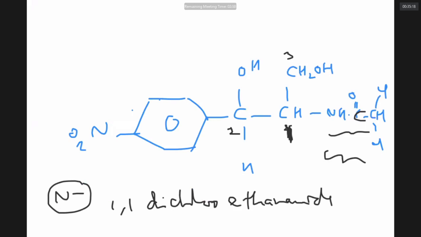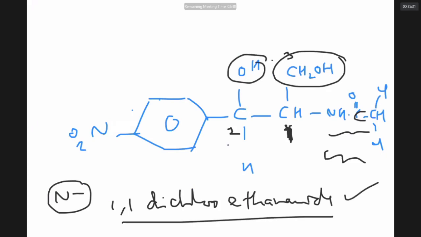I can call it 2,4-nitrophenyl, 1-hydroxymethyl, 2-hydroxyethyl, 1,1-dichloroethanamide. Don't worry about its name. Such a complicated name they won't ask you. But it is chloramphenicol. The question is how many chiral carbons it has.